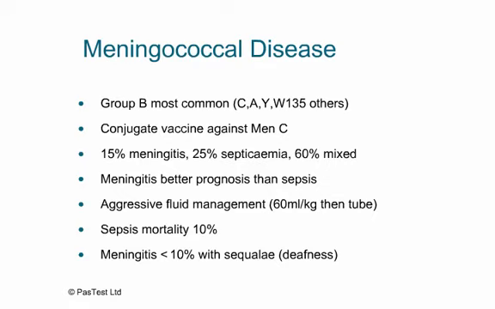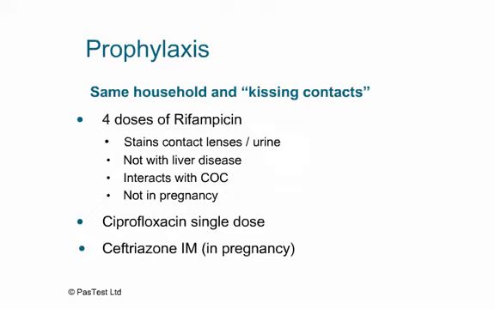It is important to know the guidelines for prophylaxis for contacts of patients with meningococcal disease. This prophylaxis is appropriate for same household contacts and for anyone who has been within kissing contact. Standard prophylaxis is 4 doses of rifampicin. However, it's important to warn patients who take these of the side effects of rifampicin.